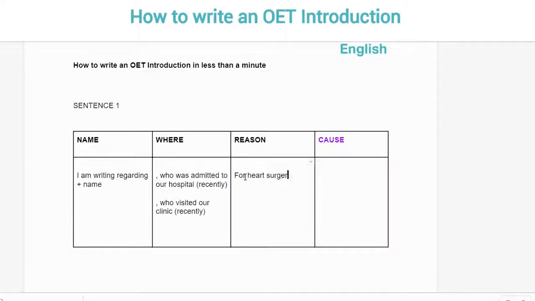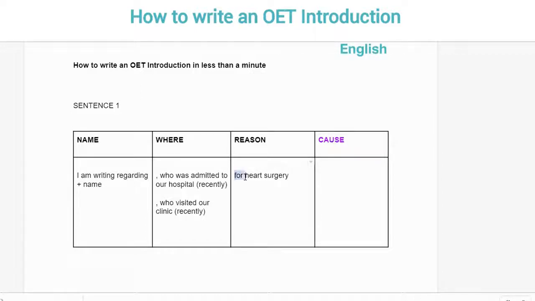Yeah, for a heart surgery. Okay, no, for heart surgery. No, with surgery, it's usually uncountable. Okay, thank you very much. Now, you're saying, I'm writing regarding blah, blah, blah, who was admitted to a hospital for heart surgery.